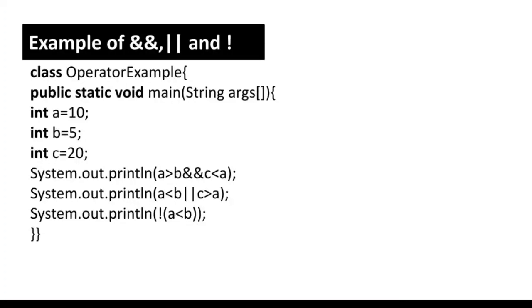You see the next page here. Int A equal to 10, B equal to 5, C equal to 20. You see the result: false, true, true. Why does it come false? Because A greater than B, so 10 greater than 5, yes, true. C greater than B, that is false. So true and false comes false because the AND operator is used. Like the second print statement, A less than B is false. C greater than A is true. False and true, but the OR operator is used, so that's why it comes true.